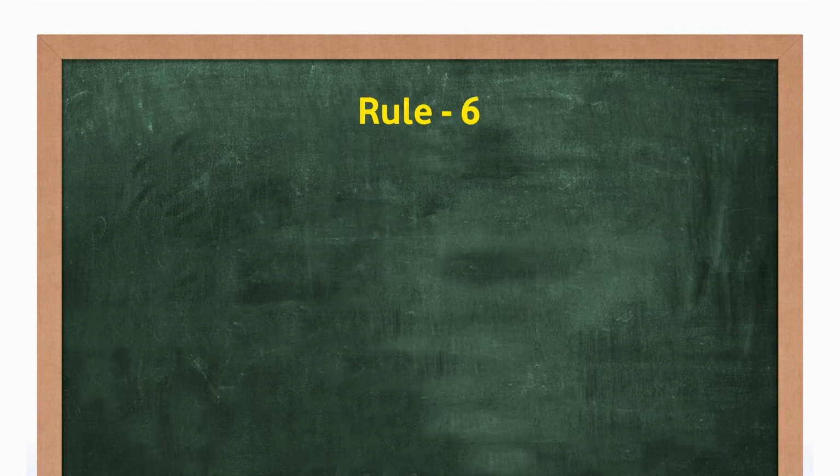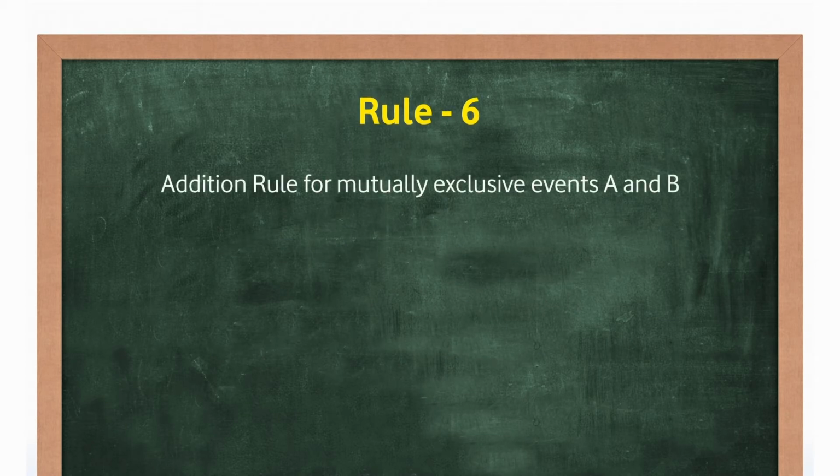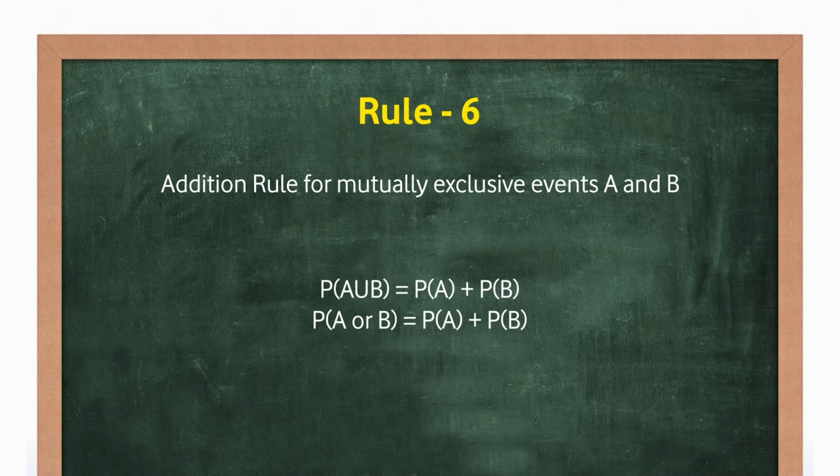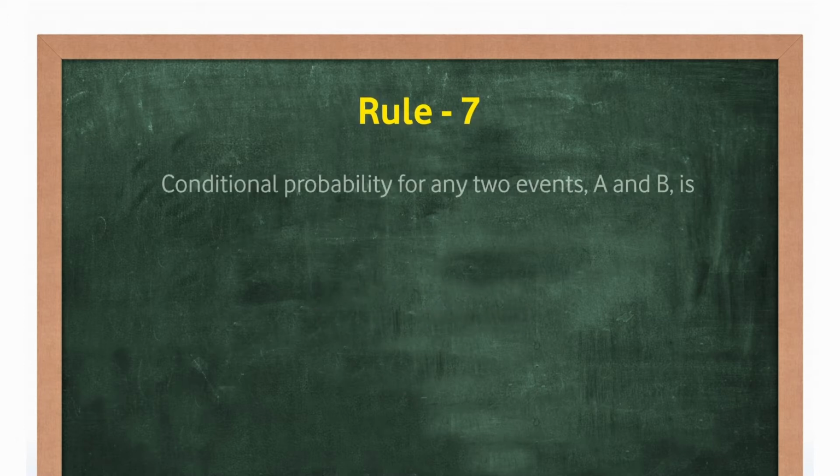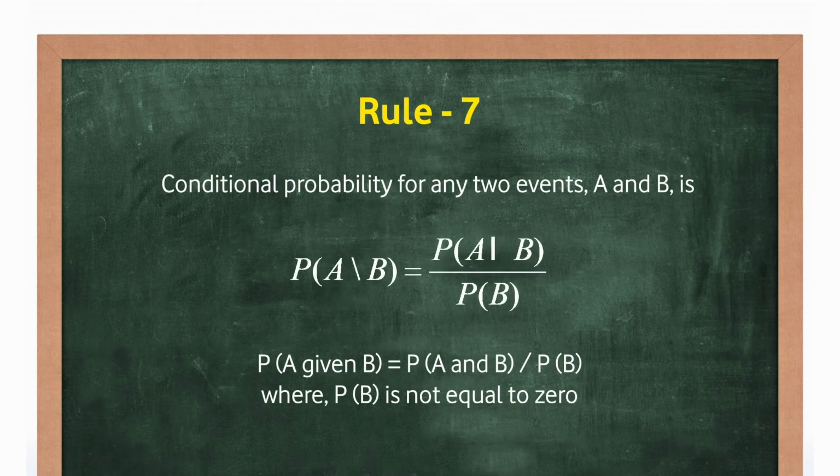Probability rule 6 is the addition rule for mutually exclusive events A and B, where the probability of A union B equals the probability of A plus the probability of B, so P(A or B) is the probability of A plus the probability of B. This is called probability rule number 7, the conditional probability for any two events A and B: P(A given B) equals P(A and B) divided by P(B), where P(B) is not equal to 0.